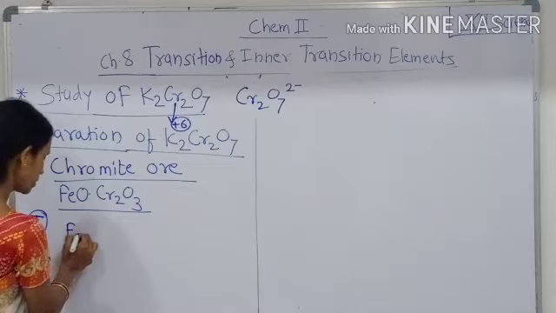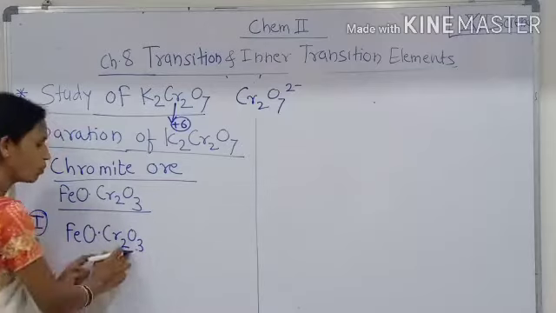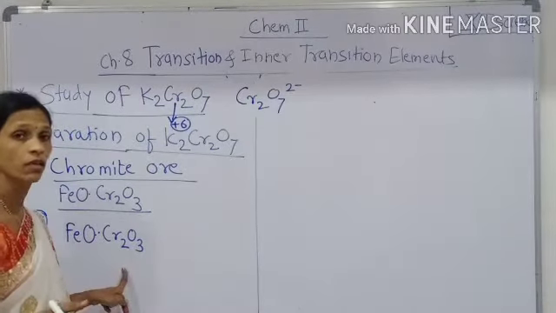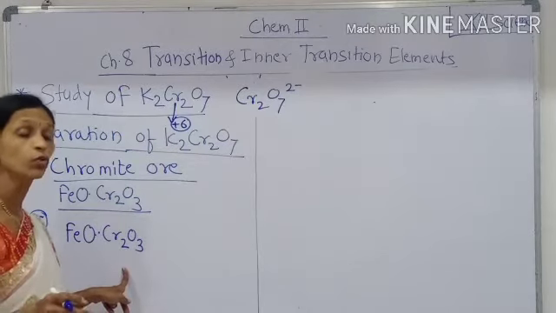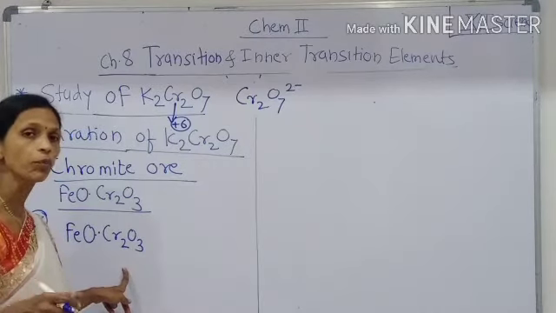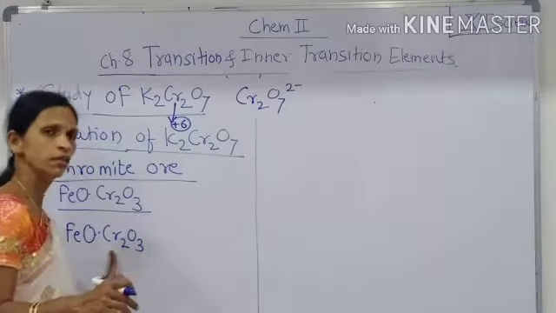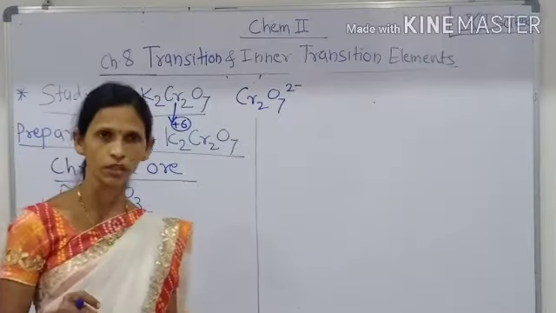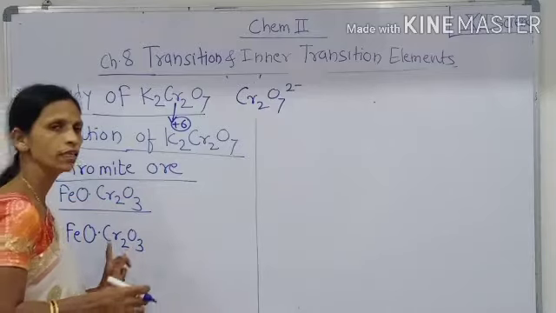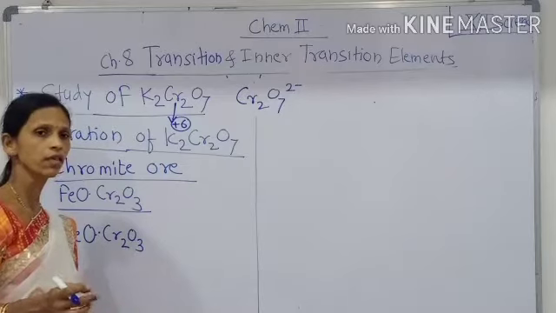In the first stage, the chromite ore, FeO.Cr2O3, is taken from the earth's crust and washed with a stream of water to remove the gangue, then pulverized or crushed into powder form. This pulverized chromite ore is fused, that is, oxidized, in a reverberatory furnace using excess air.